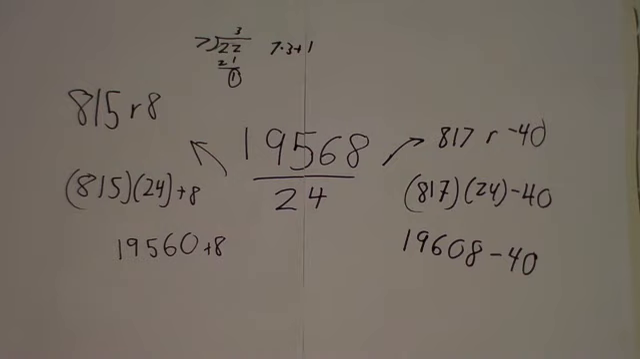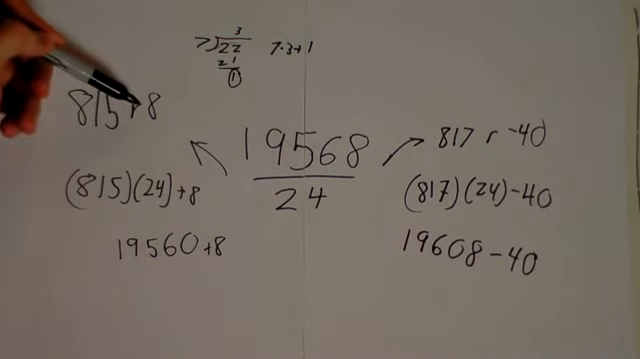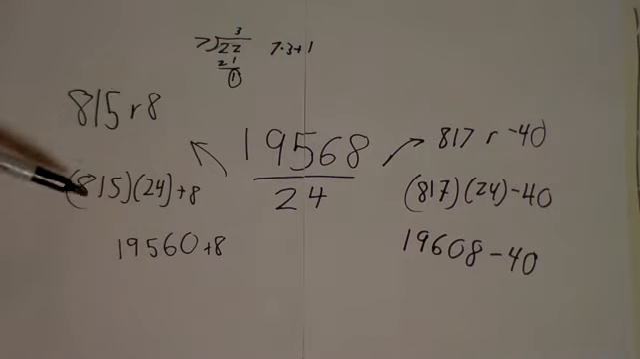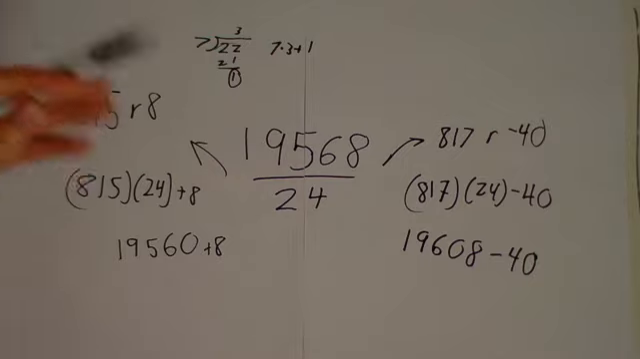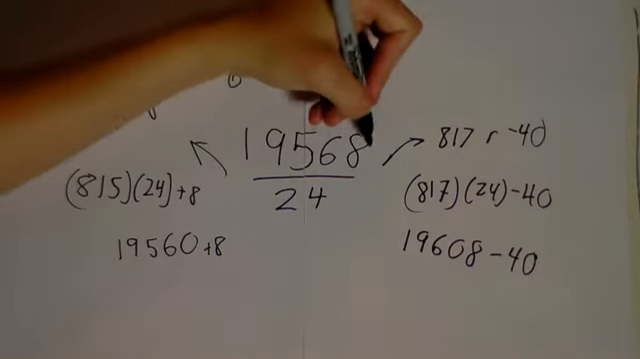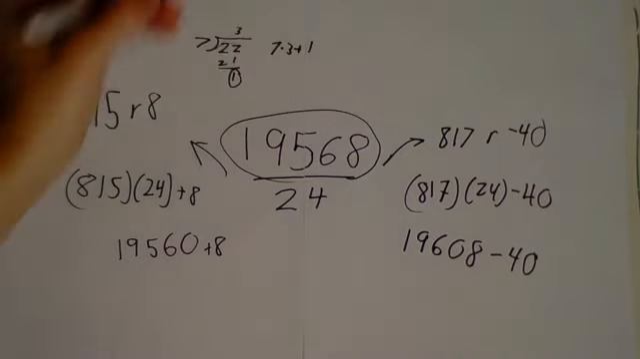So, we see that by both understandings of remainders, these two results are equal. Our first one was if we turn this into a fraction. Our second one was if we just take the quotient, multiply it by the divisor, and add the remainder. Either way, we're getting the same result, and it is equal to the dividend.